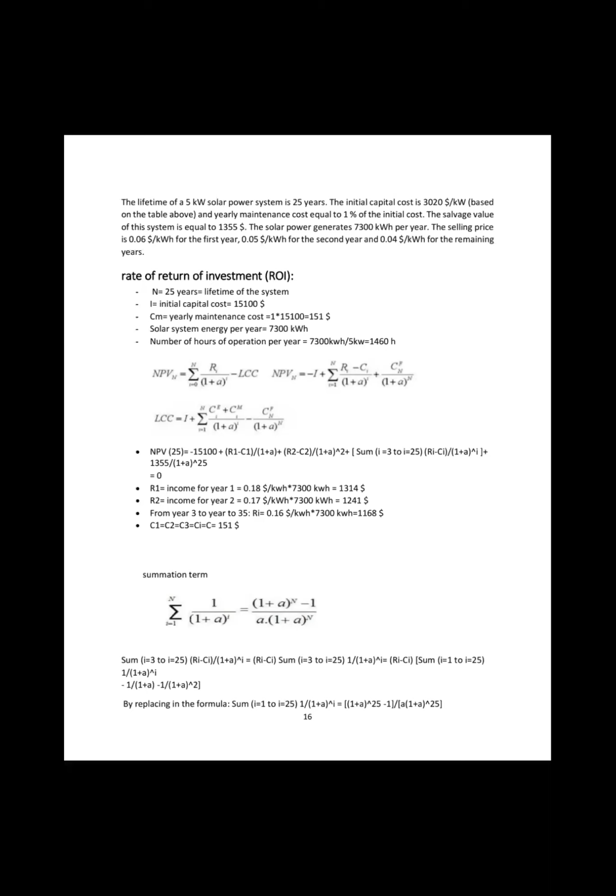Okay. The lifetime of a 5 kilowatt solar power system is 25 years. The initial capital cost is $3,020 per kilowatt based on the table above. We took $15,000, meaning the market investment over 5 kilowatts. So $15,100 over 5 comes to $3,020. And yearly maintenance cost equals 1% of the initial cost. The salvage value of this system is equal to $1,355. The solar power generates 7,300 kilowatt hours per year.